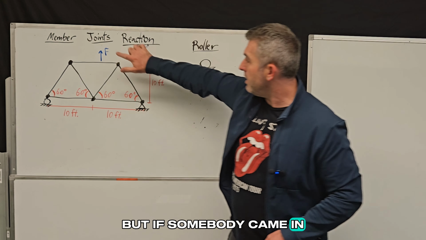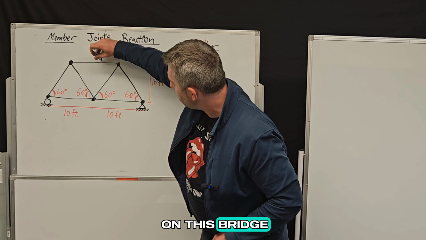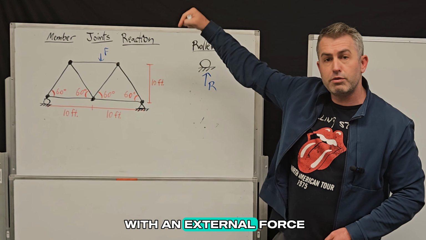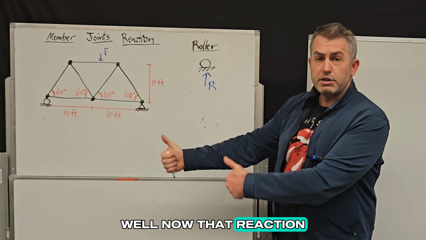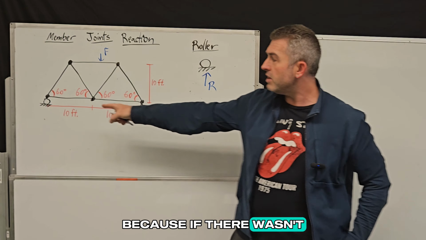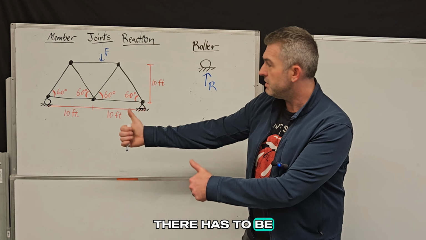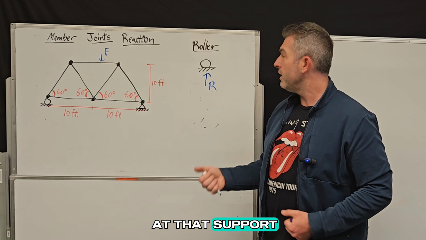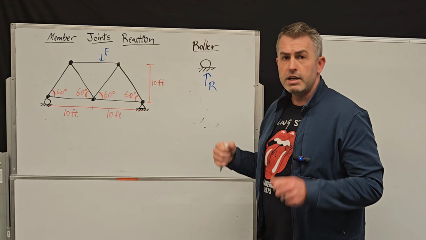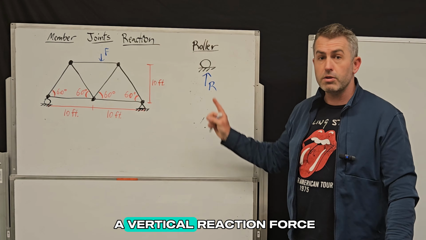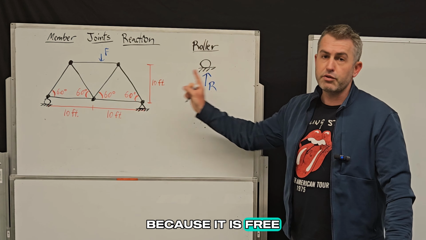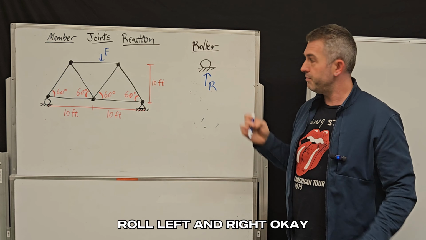But if somebody came in and started pushing down on this bridge, so they pushed down with an external force, well, now that reaction force has to push up, because if there wasn't a reaction there, then this bridge would actually start falling, right? And so there has to be some kind of force at that support. That's what we call a reaction force. So remember, a roller only has a vertical reaction force because it is free to roll left and right, okay?